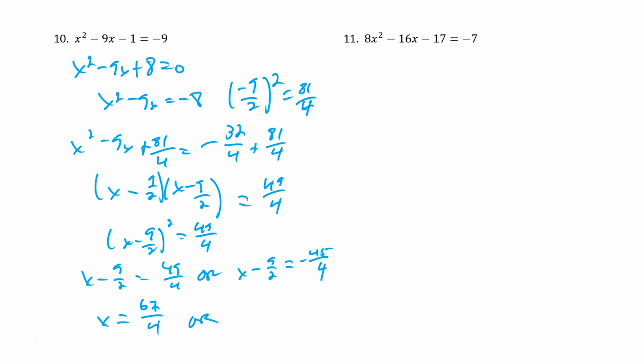Doesn't look like that's right. Oh, I forgot to take the square root. Gosh, must be tired. Square root of 49/4 is 7/2. So 7/2 or negative 7/2.